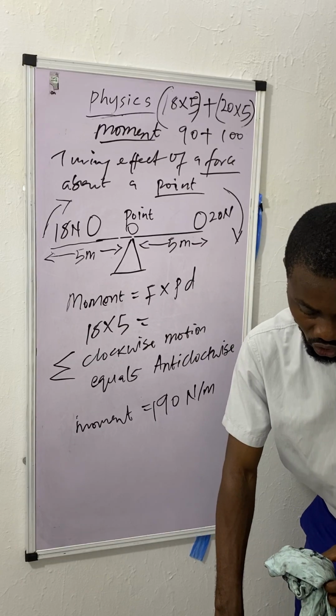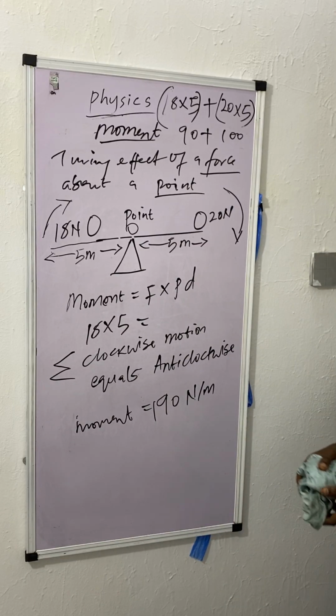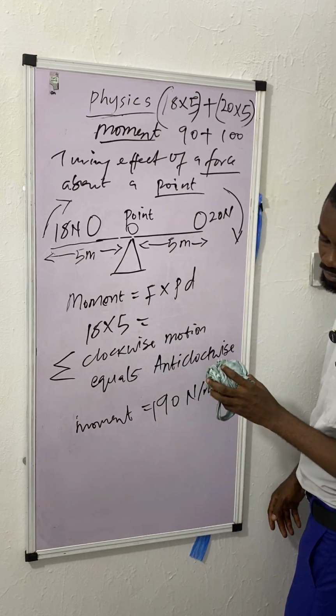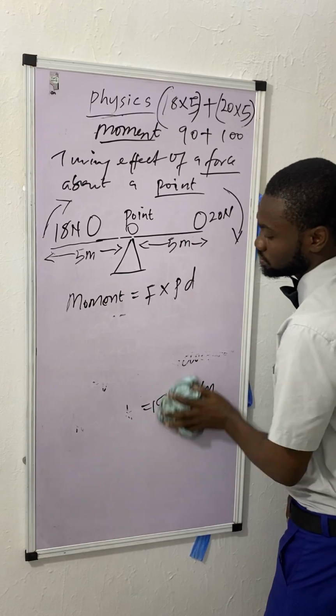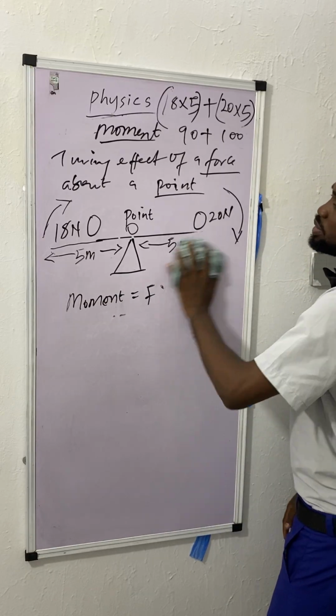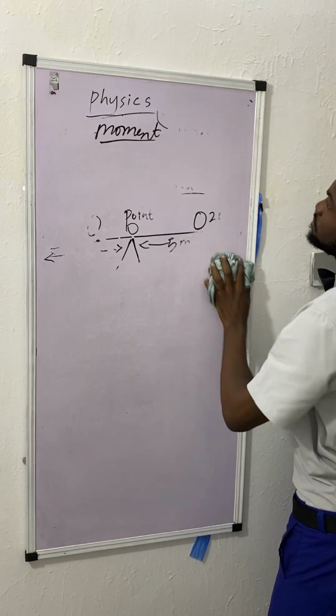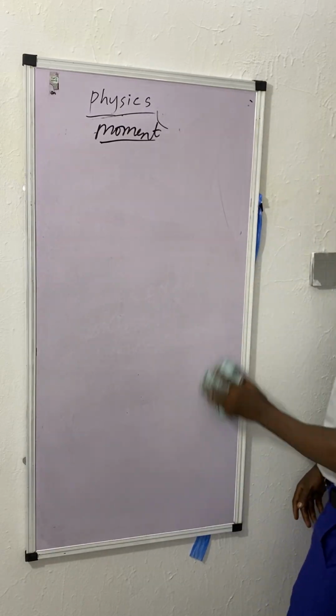Let's look at something very vital here, which is known as couple and torque. Very important. They always repeat questions from there. This couple and torque is still under moment, so let's still leave the moment.